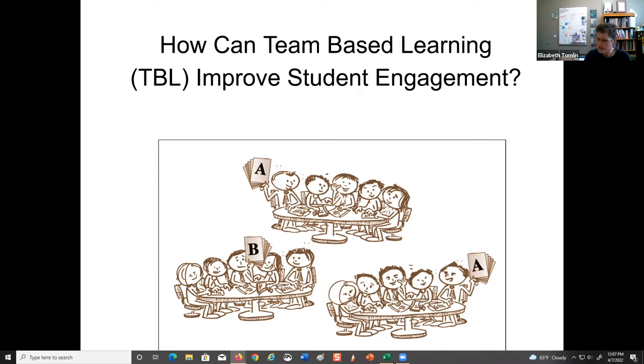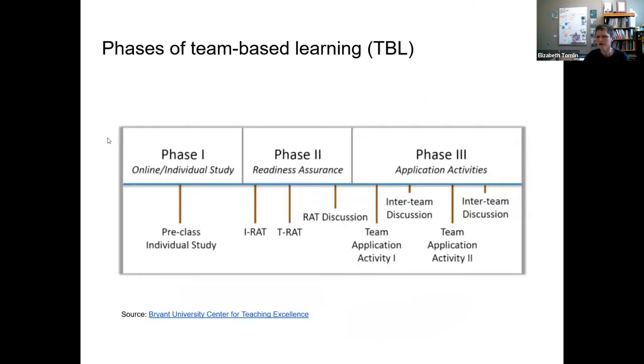Let me jump right into a description of this. One thing with team-based learning, if you're doing it in the strict sense, it's not the same as when I do group work sometimes in my classes. It actually has a formalized structure to it. Larry Michelson is, I guess you could call him, the father of team-based learning, and he's got a similar graphic, but I find this one a little bit cleaner.